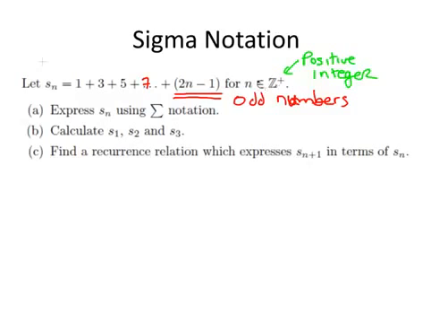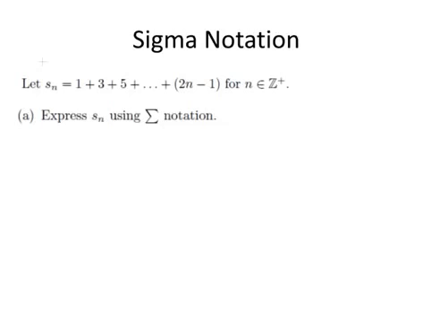So the first question here is: express S of n using sigma notation and then evaluate the first three terms. Then find a recurrence relation. We'll come back to the recurrence relation later on. First off, let's express S of n using sigma notation. S of n is the summation of all the intermediate values, and we're going to call them 2i minus 1. We're not using n here, we use i, because n is going to be reserved for something else.